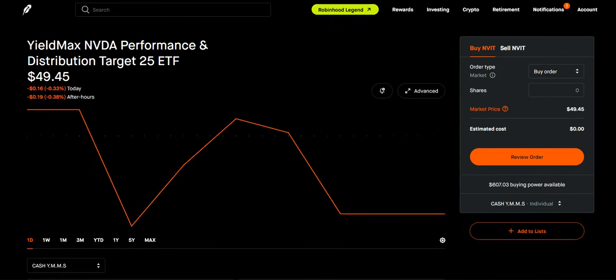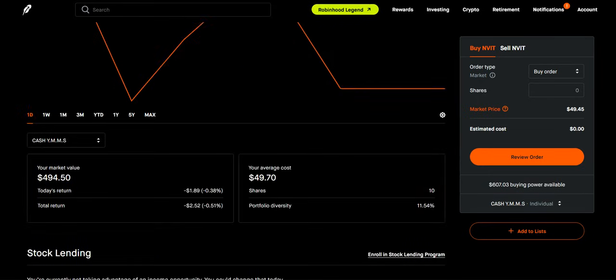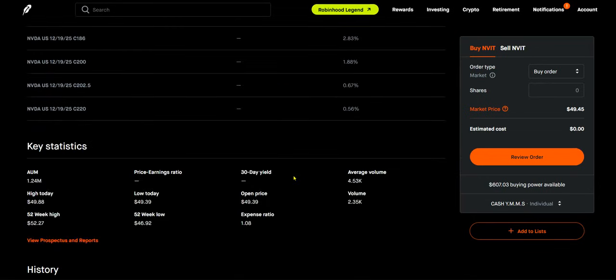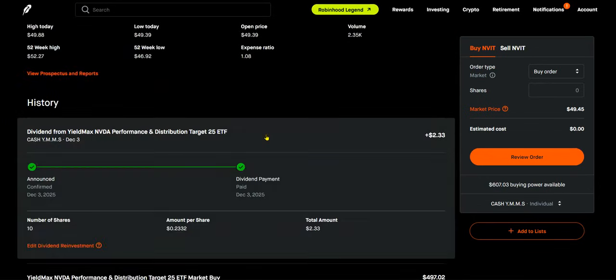Next we got YieldMax NVIDIA, performance and distribution target of 25 cents. It's at 49.45. Our market value is at $495.50. We're down $2.52. Our average cost is $49.70 for 10 shares. We got a distribution on this one, right here. December the 3rd, we had 10 shares at 23 cents for $2.33.